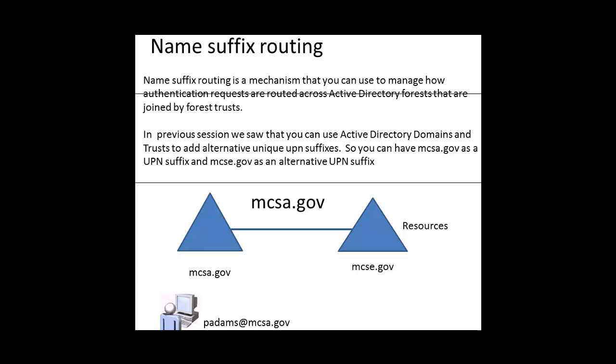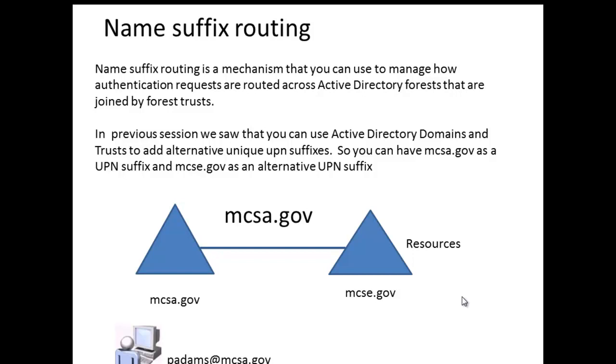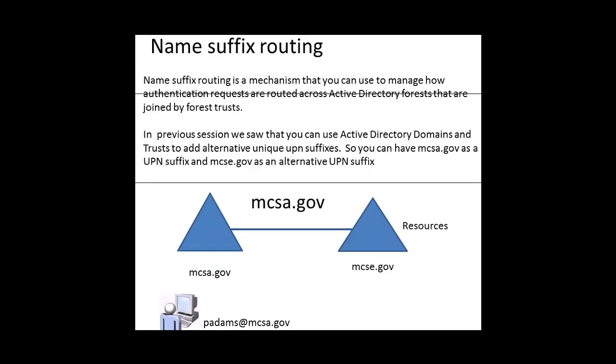In our session today, we're going to be discussing name suffix routing. Name suffix routing is a mechanism that you can use to manage authentication requests across Active Directory forests that are joined by forest trusts. In previous sessions, we saw that we can use Active Directory Domains and Trusts to add alternative UPN suffixes. Let's take a look at our scenario here.